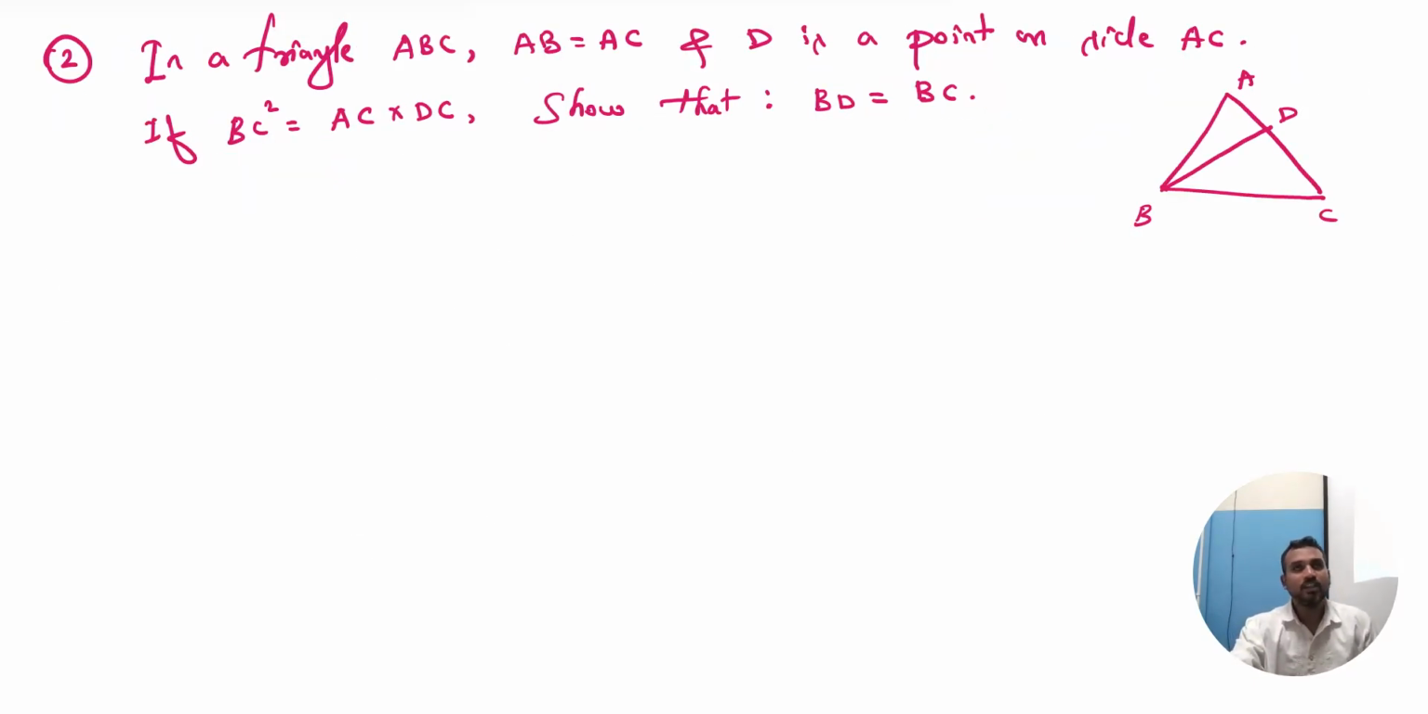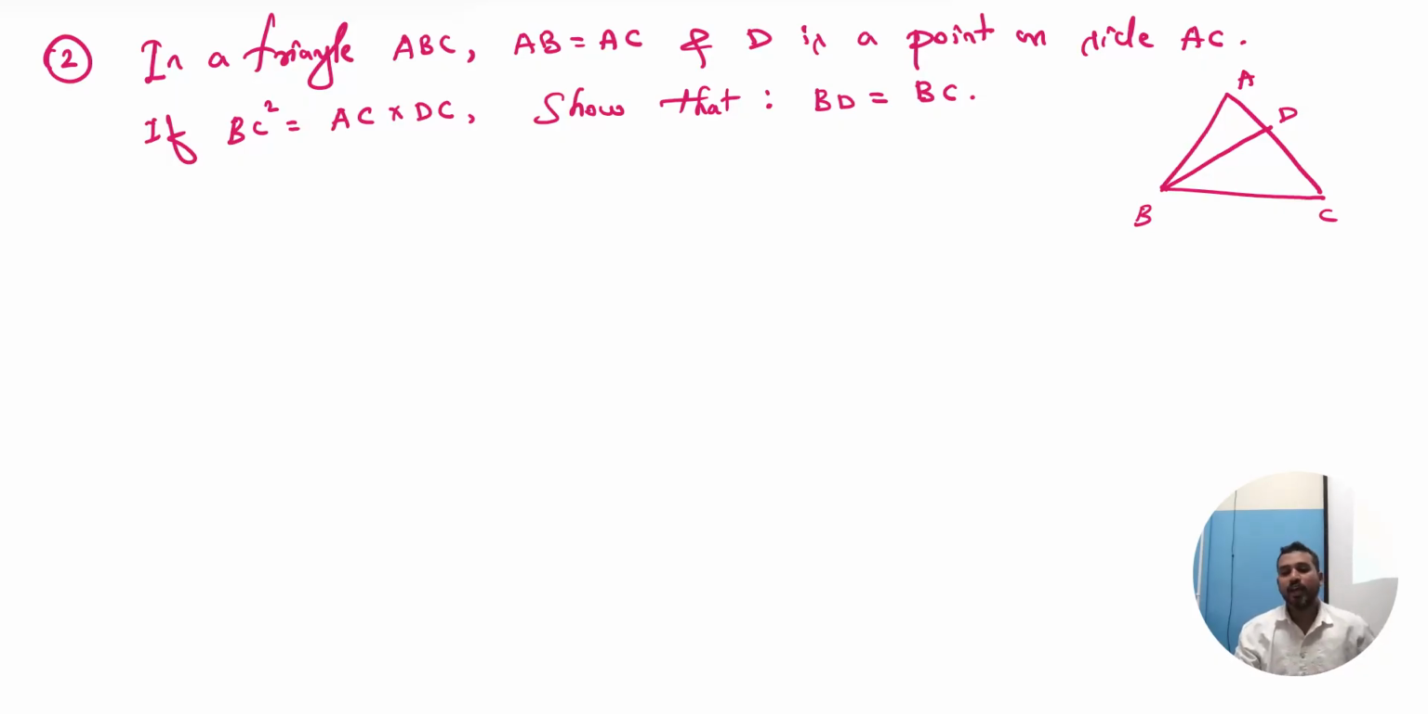Observe, students. The next problem. In a triangle ABC, AB is equal to AC and D is a point on side AC. If BC square is equal to AC into DC, show that BD is equal to BC.